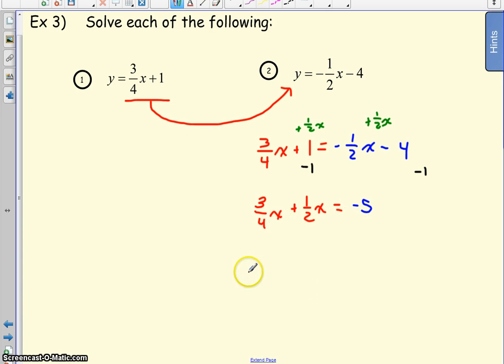Okay. Remember, to deal with fractions, a couple things you can do. If you like, you can multiply everything by a common denominator to get rid of all the fractions. But adding fractions is something we should be able to do as well. So I'll do 3/4 plus 1/2. I have to find a common denominator. So 1/2 becomes 2 over 4. Okay, so this gives me together 5 over 4x equals negative 5.